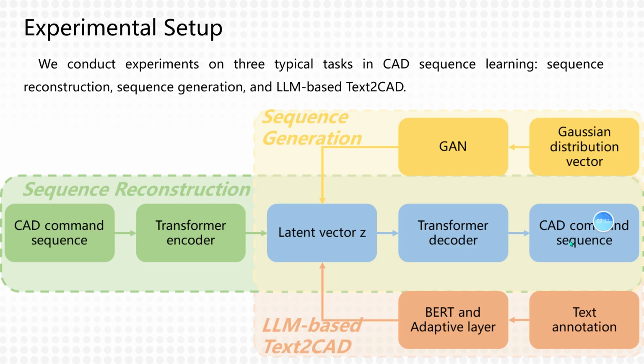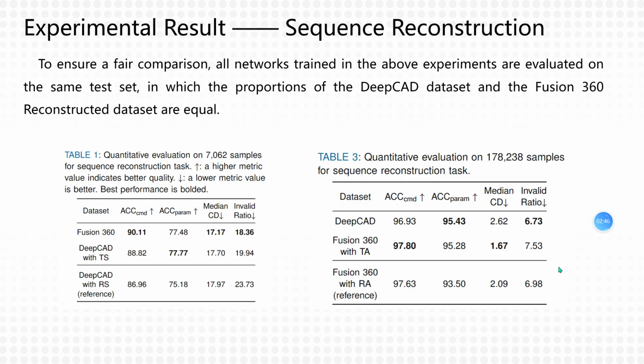We conduct experiments on 3 typical tasks in CAD sequence learning: sequence reconstruction, sequence generation, and LLM-based text-to-CAD. To ensure a fair comparison, all networks trained in the above experiments are evaluated on the same test set, in which the partitions of the DeepCAD dataset and the Fusion 360 Reconstruction dataset are equal.